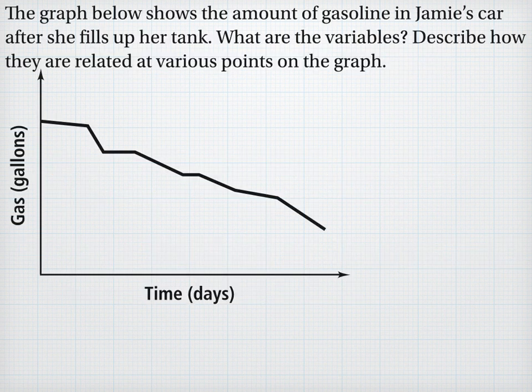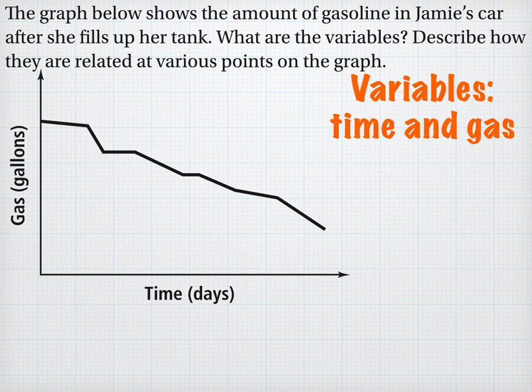This says the graph below shows the amount of gasoline in Jamie's car after she fills up her tank. What are the variables, and describe how they are related at various points on the graph. So the variables, if you read the labels of the axes, you'll see that the variables are time on the horizontal axis and gas in gallons on the vertical axis. Time is measured in days here.